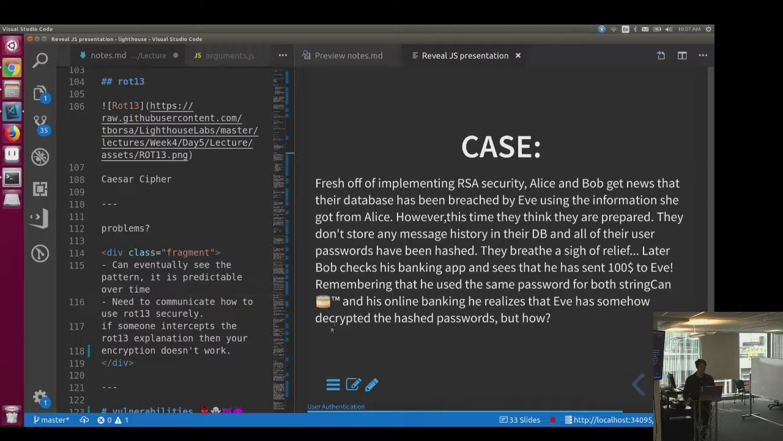But later, Bob's checking through his finances on his banking app, and he sees that he's sent like $100 to Eve. Then he remembers that he used the same password for both StringCan and his online banking for some reason. He realizes that Eve has somehow decrypted the hashed passwords. But how?